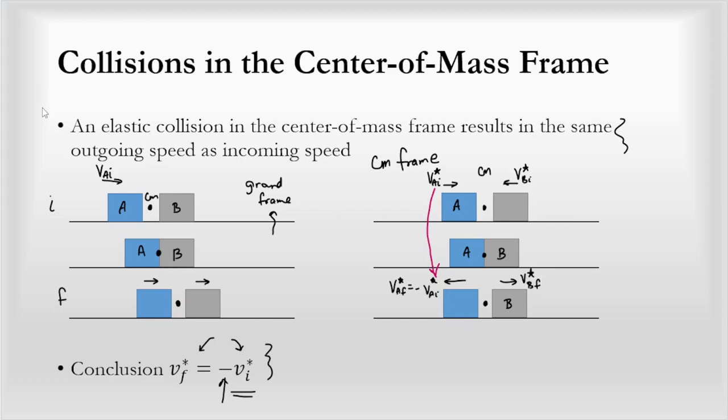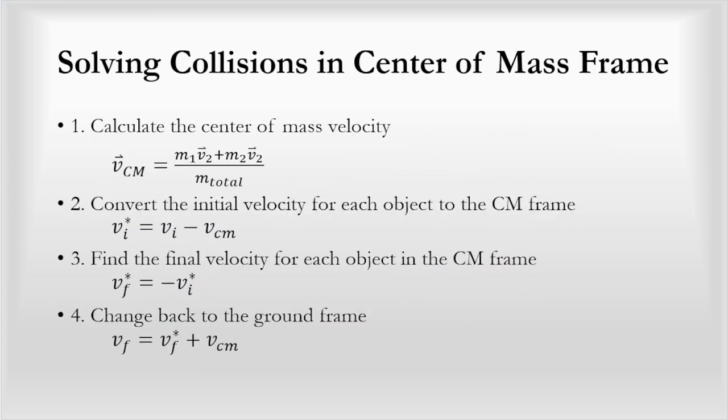But what we need to do, and you're noticing here, is that we have to transfer from the ground frame to the center of mass frame. That's going to take a step in our problem solving: get from the ground frame to the center of mass frame, do the collision in the center of mass frame, and then convert back to the ground frame. So I've summarized the problem solving steps in this slide. You can take these to the bank. This will be the same every time you do an elastic collision. So, solving elastic collisions in the center of mass frame.